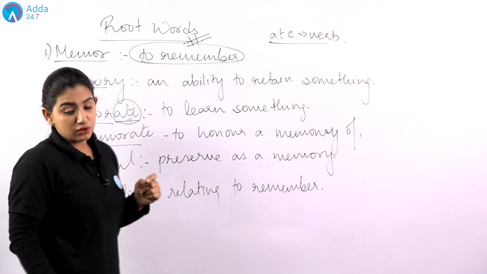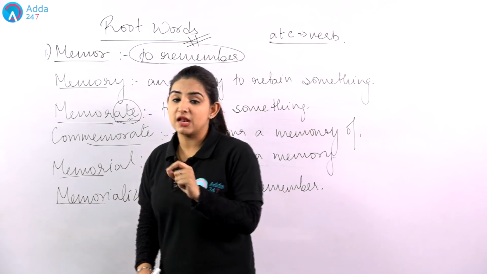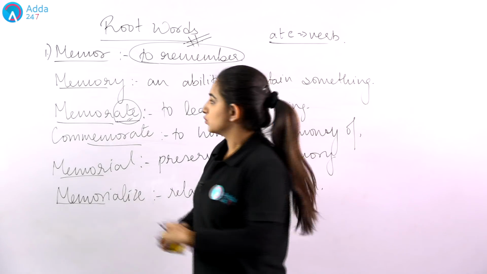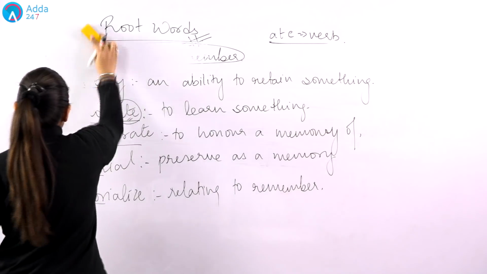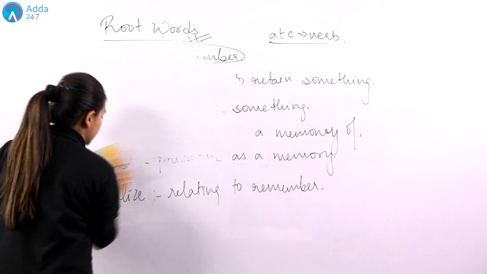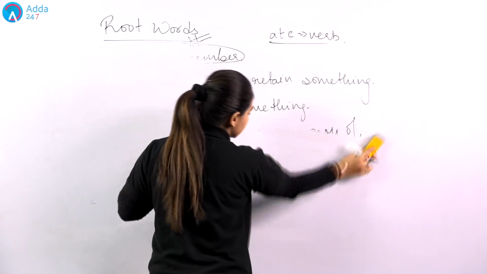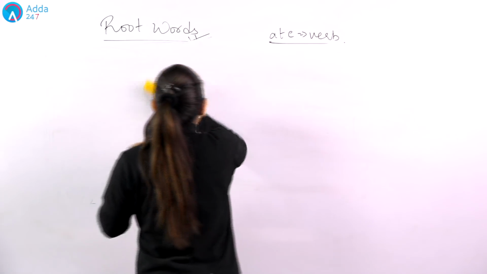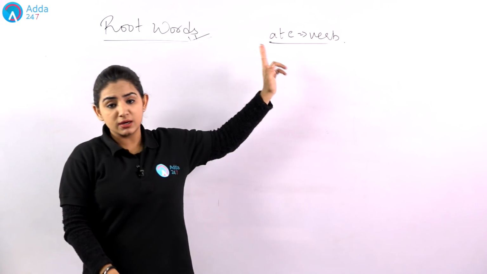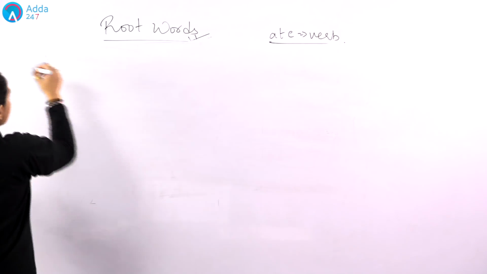So you can make a lot of words using memor itself, and that is again a root word. I suppose the words you have learned through memor are helpful for you. Let's move on to the other word as well. With memor you have learned 5 words as well. The other root word is arth.